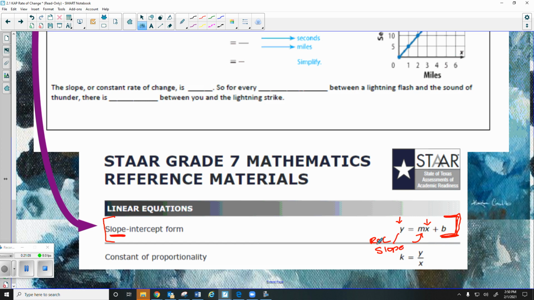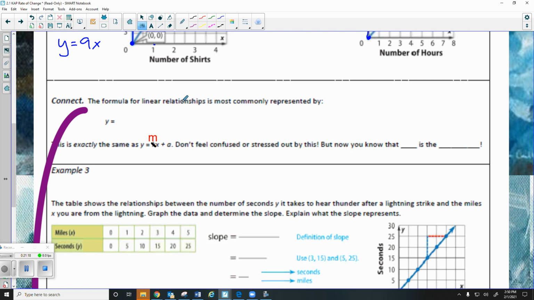Okay, the big thing is you need to understand that these two are the same. All right. Okay, so again, the formula for linear relationships is most commonly represented by y equals mx plus b. This is exactly the same as y equals mx plus a. Again, it's just a different letter. It's talking about what you're adding. Don't get confused or anything like that. It's just something you need to practice, that m is the same thing as the slope. It is the same thing as the rate of change. They are synonyms. They are interchangeable.